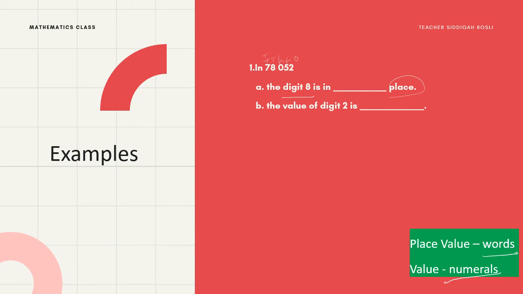So the digit 8 is in what place? Digit 8 is right over here, and it's in the thousands place. So your answer in words is thousands.